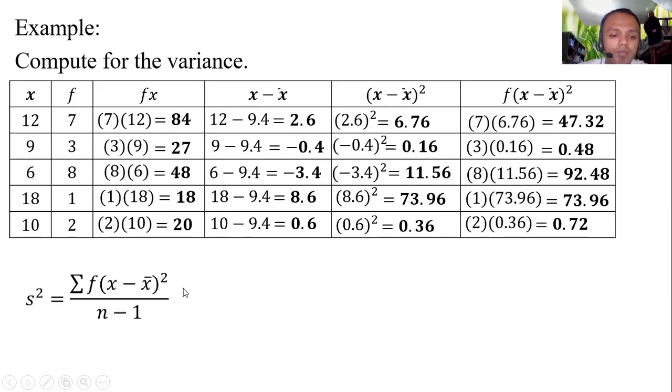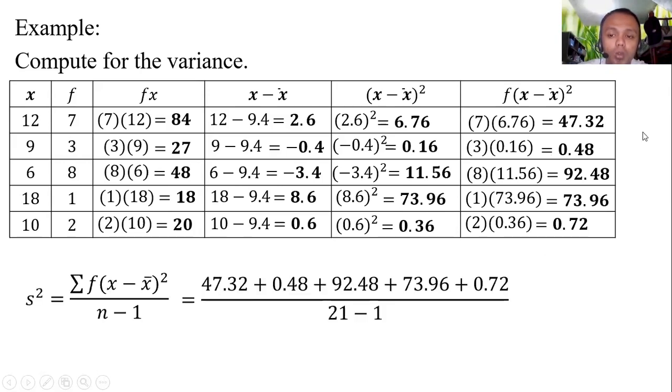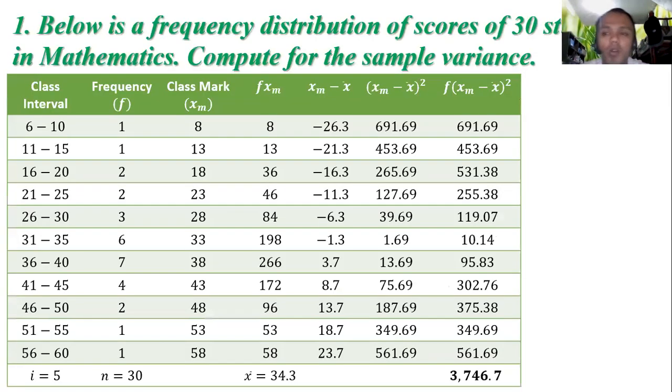Then add natin, no? 47.32 plus 0.48 plus 92.48 plus 73.96 plus 0.72 all over by 21 minus 1, no? Then we have 214.96 divided by 20, no? Divide natin, then we have 10.748, no? Or 10.7. So that is our variance.